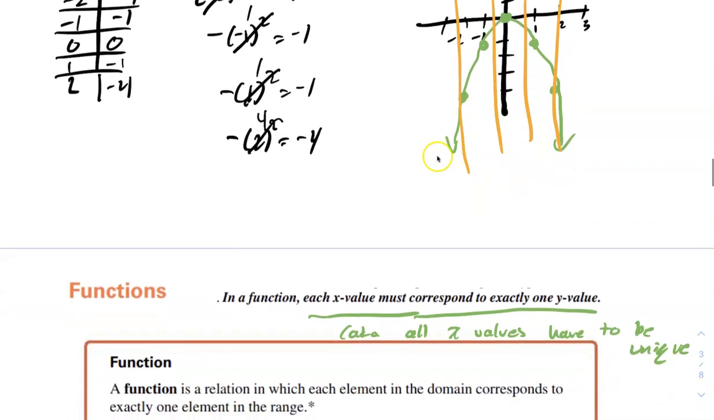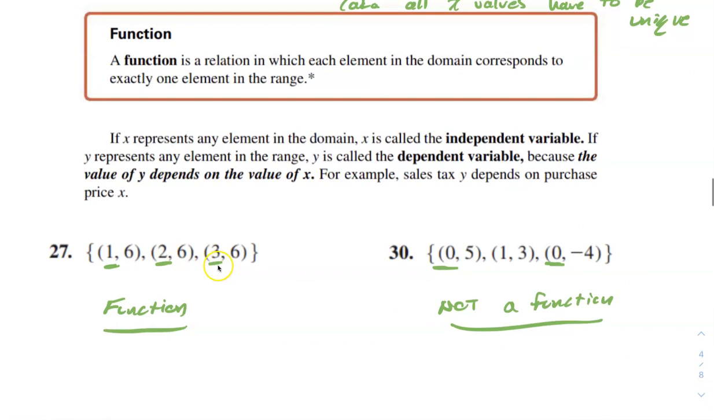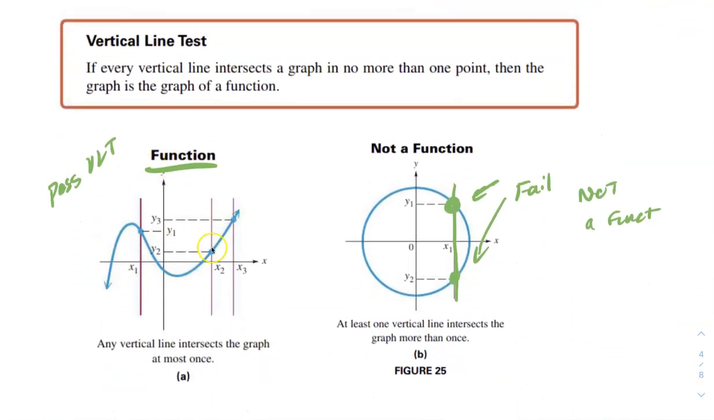So now we know how to find if it's a function or not. If I give you a set of points, just check the x values, make sure they're all different. And if I give you a graph, you do the vertical line test, which is essentially doing the same thing. You just want to make sure that you only hit every x value once. That's why if you only hit it once, it passes. If you hit an x value more than once, like we did here, it fails.